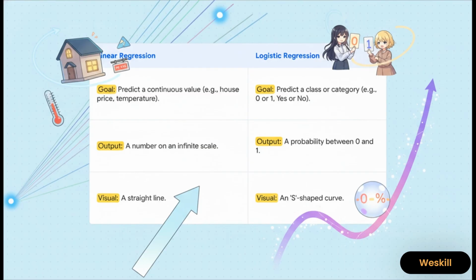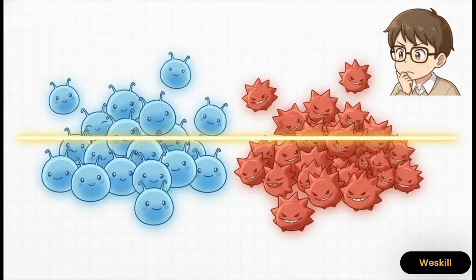But logistic regression, it's playing a totally different game. Its goal is to predict a category, or yes or no, by giving us a probability, something between 0 and 1. And that creates this beautiful, characteristic S-shaped curve. So why is that straight line so bad for this? Well, imagine you have two distinct groups of data points, like spam and not spam. Trying to jam a straight line in there to separate them is, well, it's clumsy. It just doesn't fit right. It can't cleanly divide the two groups, and it ends up making a lot of mistakes, especially at the edges.